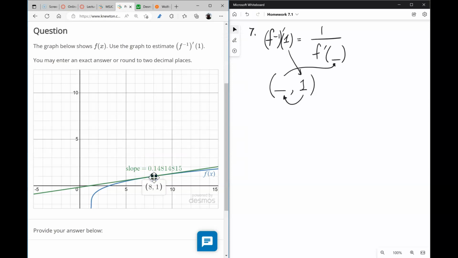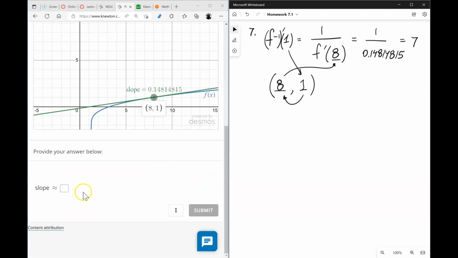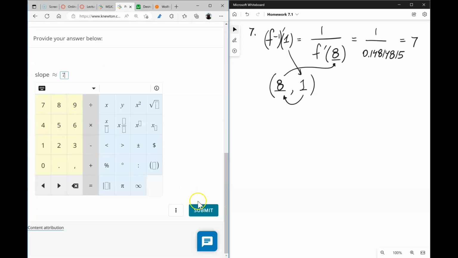And it looks like... interesting. At 8, the output is 1, so we need to evaluate the derivative of the function, which is the slope. And the slope is 0.148148, rounded to that is just 5. And it seems like this is just 1/7. So the answer is 7, approximately.